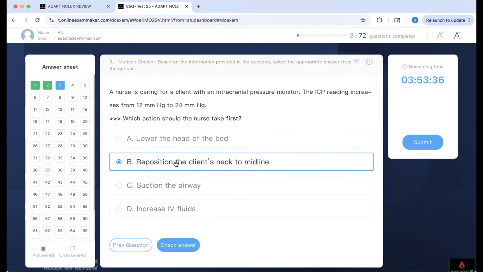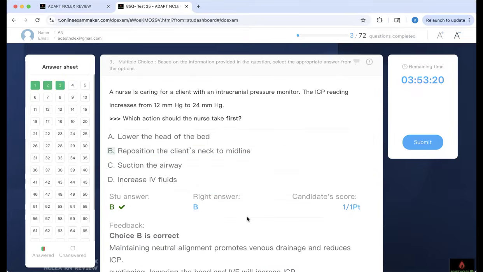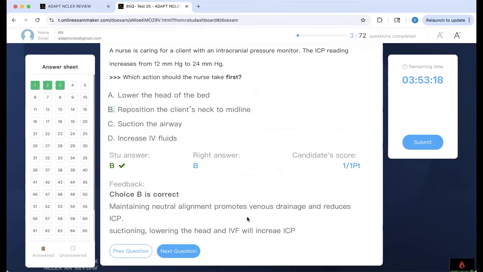If you suction the patient, ICP increases. If we increase fluid, ICP increases. Even if you don't know that number 2 is the right answer, pay attention to the other ones. You can see that you can eliminate them. Keep the head midline, and that will improve venous return and allow ICP to decrease.